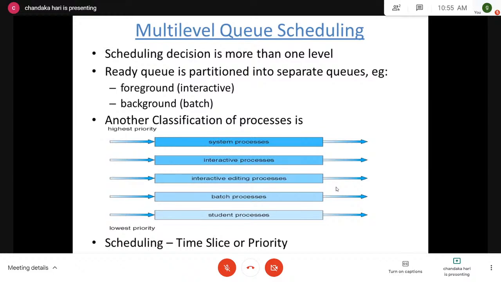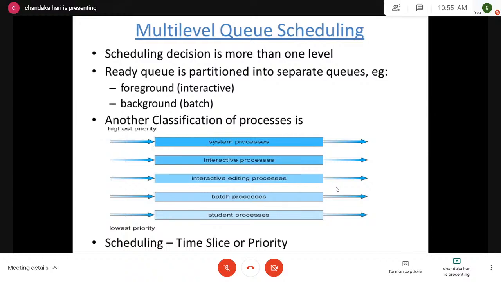Now these are the 5 queues. Among these 5 queues, how will the CPU execute the jobs? First of all, at level 1, the CPU has to decide whether to go for the system process queue, the interactive process queue, the interactive editing process queue, the batch process queue, or the student process queue. This is level 1. At level 2, suppose the interactive process queue has been selected and it also has a set of jobs.